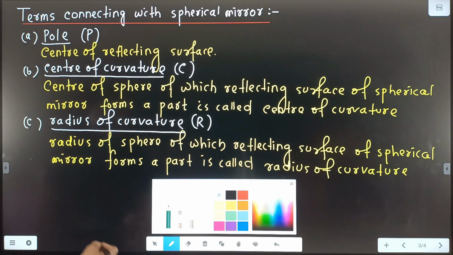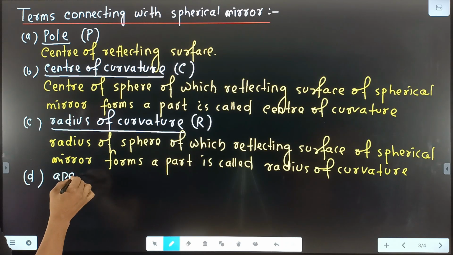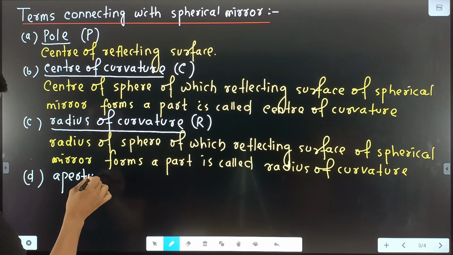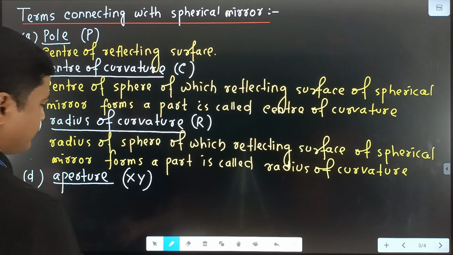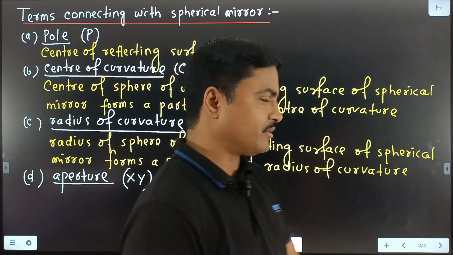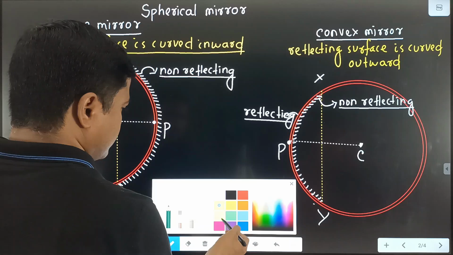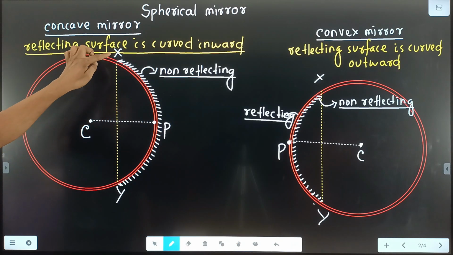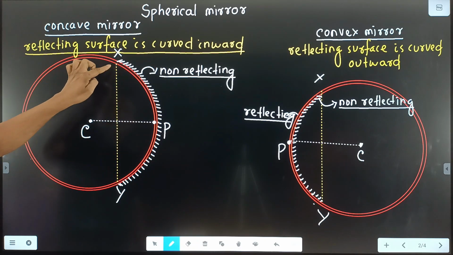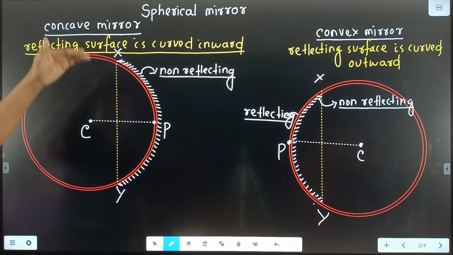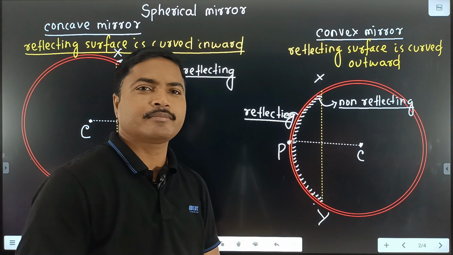And another term, that is aperture. And we write that is xy. Aperture, that is xy. Then what is aperture of the spherical mirror? Look at the figure. Here, x to y, this is the reflecting surface. This inner surface is the reflecting surface in case of concave, and here this outer surface is the reflecting surface.